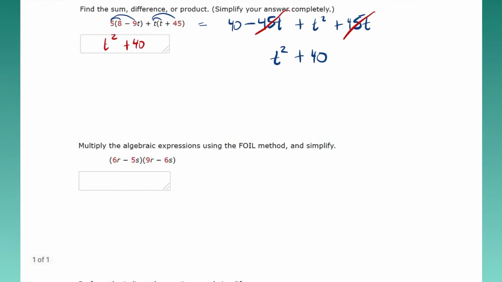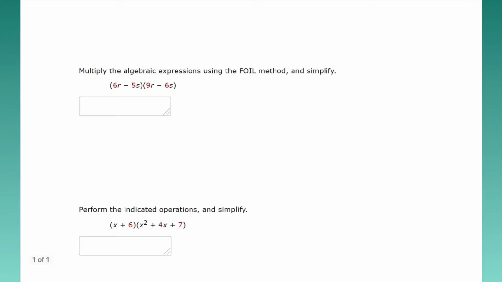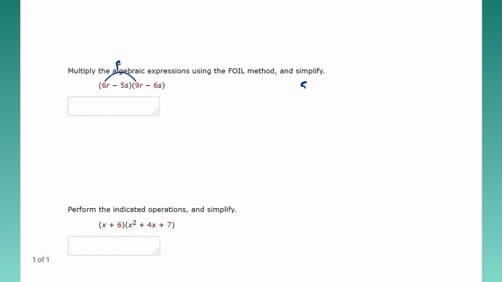Okay, the next problem says multiply the algebraic expression using the FOIL method. The FOIL method is first, outer, inner, last. So here's your first, I'll put a little F for first. That would be 54r squared. Outer, I'll put an O for outer. That's going to be negative 36rs.